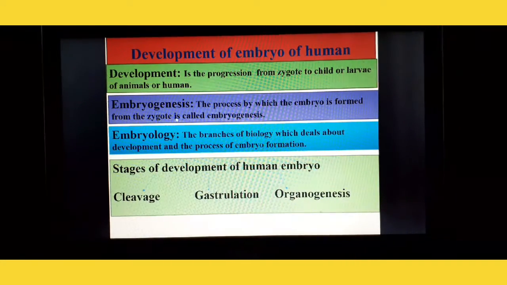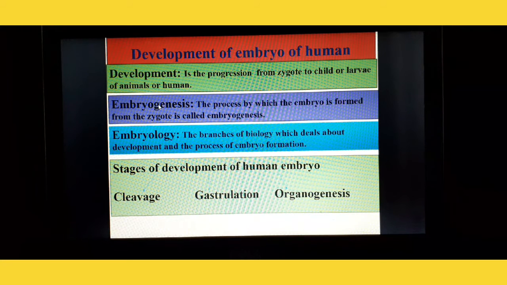Then another keyword, embryogenesis. The process by which the embryo is formed from the zygote is called embryogenesis. Two Latin words take part in forming this word: embryo and genesis. Embryo means the developed part of the zygote, and genesis means to produce. That's why the process by which the embryo is formed from the zygote is called embryogenesis.